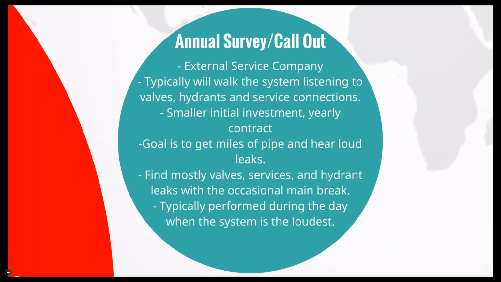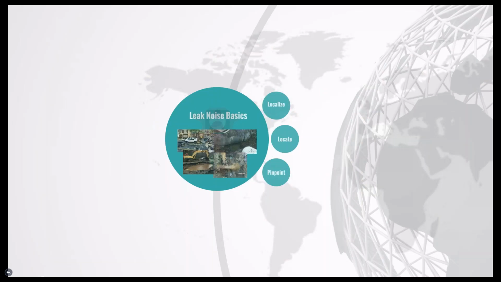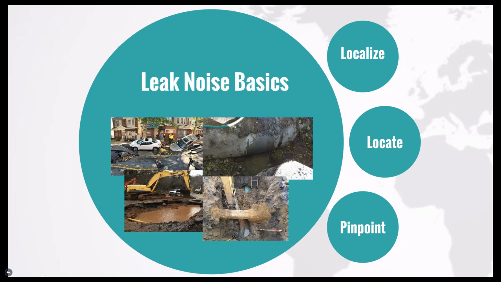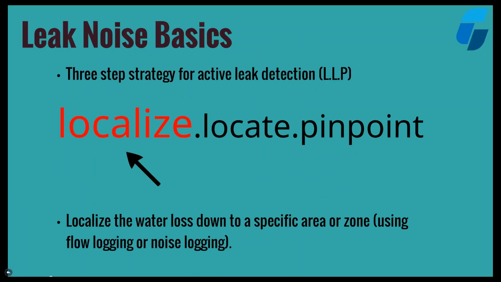So if you want to go to the next, there you go. So then the next aspect to cover in this leak detection 101 is leak noise basics. There's three points to make with finding leaks. The first one is localizing them. And localizing is that high-level going out and localizing the water down to a specific area or zone, which was kind of the things that Mike was mentioning.